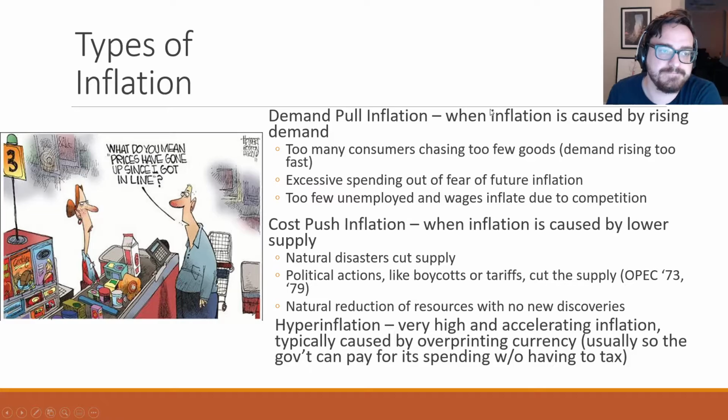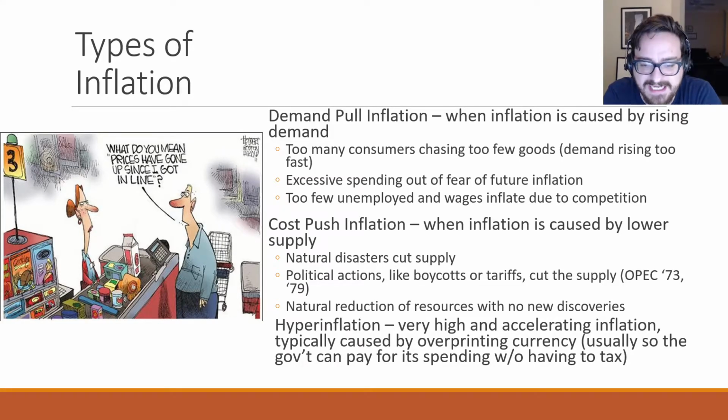Now, this all being said, there are more than one type of inflation to talk about. What I was just describing is called hyperinflation, which is incredibly high and accelerating inflation. 1,000% value of a currency drop in a day is not a normal thing and should not really be happening.